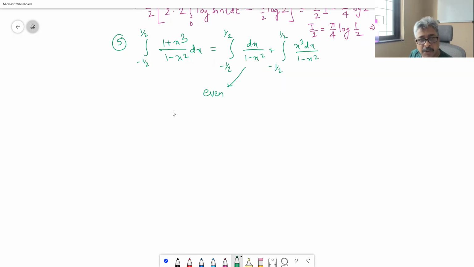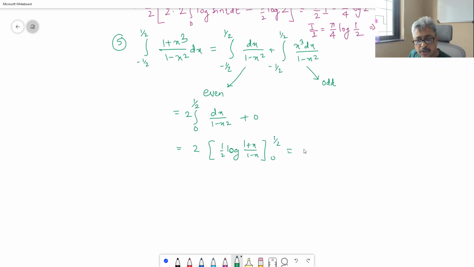And therefore, first part can be written as 2 times integral 0 to half of dx upon 1 minus x square, and the second integral is odd, therefore actually it is zero. Right? Therefore the first part is 2 times half log of 1 plus x upon 1 minus x, evaluated between half and zero, which is equal to log 3.